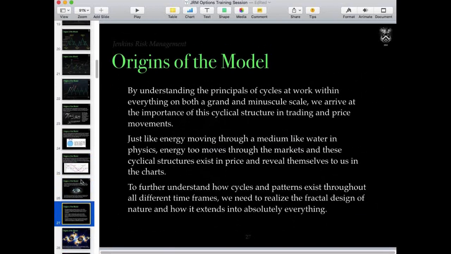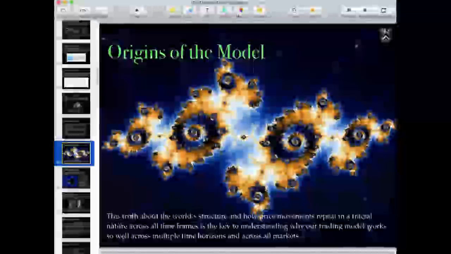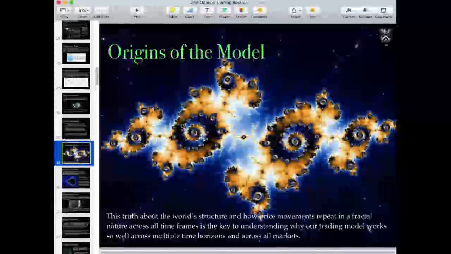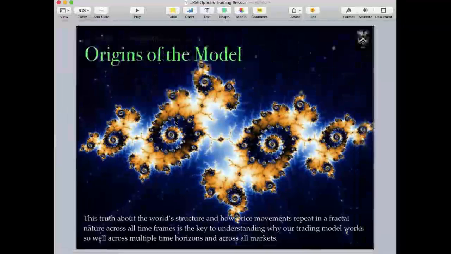So I won't spend too much more time on that. What I touched on earlier in the session was the fractal nature of time. Let me explain what I mean by fractal.